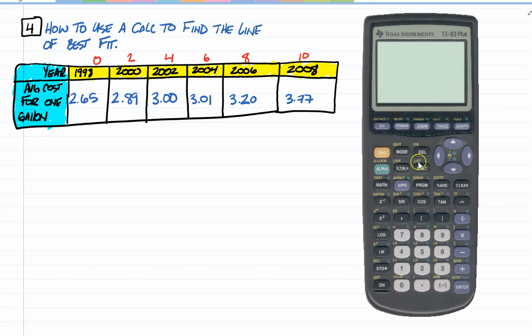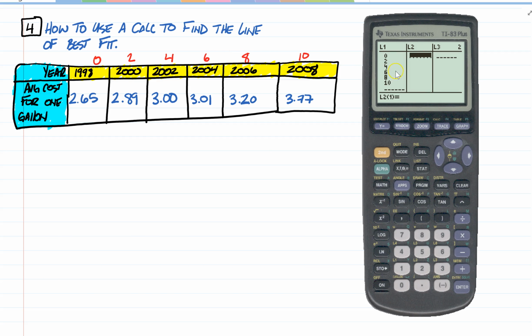The first thing we have to do is enter this data into our calculator, and we do that underneath the stat button. We hit stat, and then we hit edit, and then I have L1, L2, L3, and these are lists. I'm going to enter the years since 1998 for L1, and the average cost in L2. So at 1998 I'm going to have 0, so I push 0 and then enter, and then 2, enter, 4, enter, 6, enter, 8, enter, and then 10, enter. All of my data, years since 1998, goes in L1.